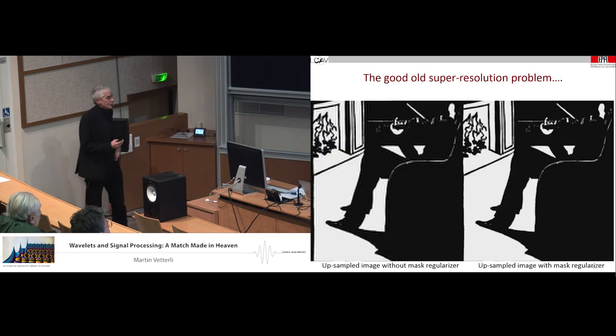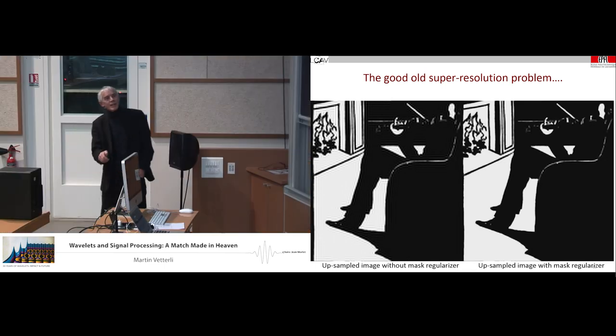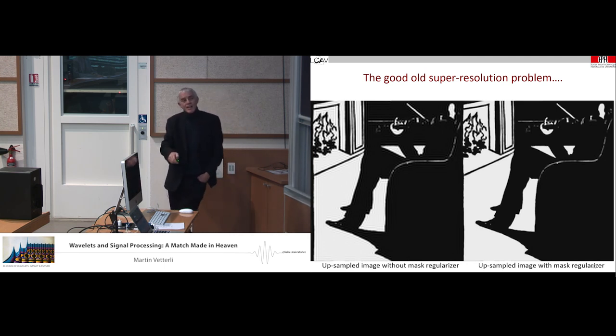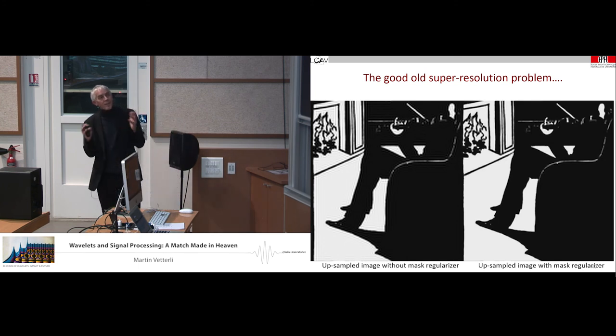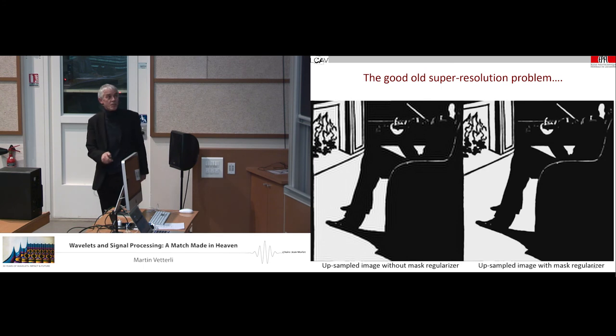But initial results, actually more than initial results, by Hanji Pan and Thierry Blu, show that you can do, here it's a classic super resolution, you have some low resolution image, you want to blow it up. And if you use ideas that come from this finite rate of innovation as a regularizer, you can get very sharp images, substantially better than the methods that are currently used.